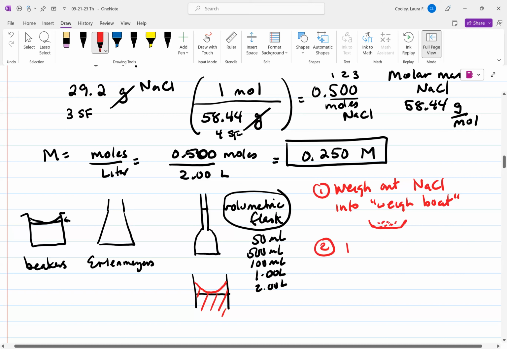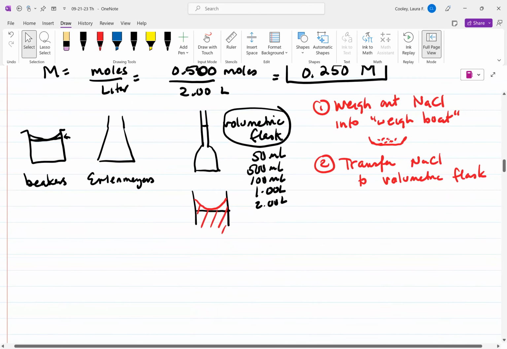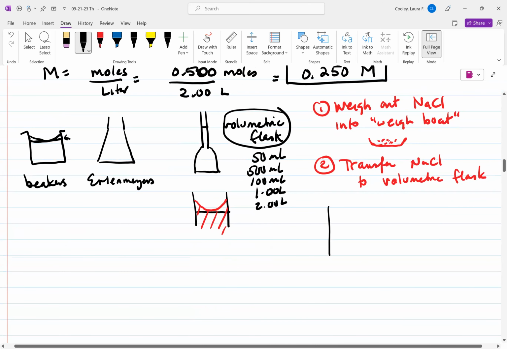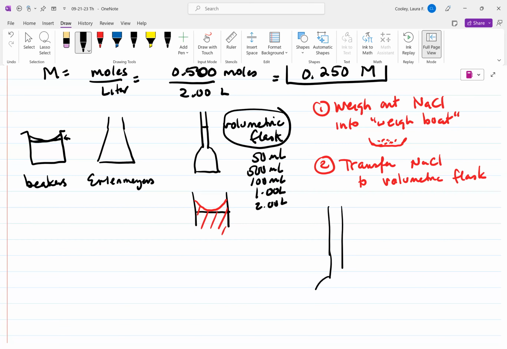The second thing, you would transfer the NaCl to the volumetric flask. And in this case, of course, you would pick a 2-liter volumetric flask. That's pretty big. You've got this big 2-liter volumetric flask, and you've put your sodium chloride from the weigh boat, and it ends up down here.